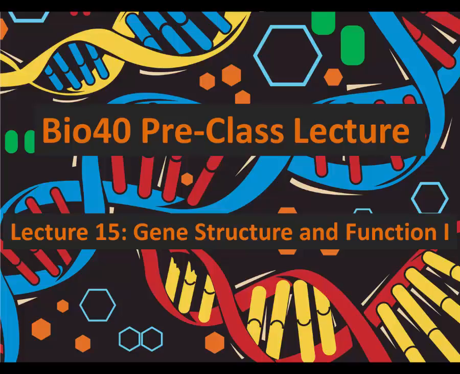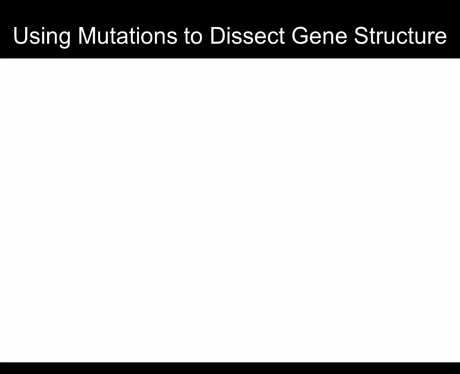Today we're going to discuss how mutations were used to dissect the structure of genes. We've shown that genes are on chromosomes, and the key part of chromosomes is the DNA. But is a gene a linear series of base pairs, or is the information spread out along the chromosome? Today we're going to talk about two types of mutational analysis that allowed us to answer this question.